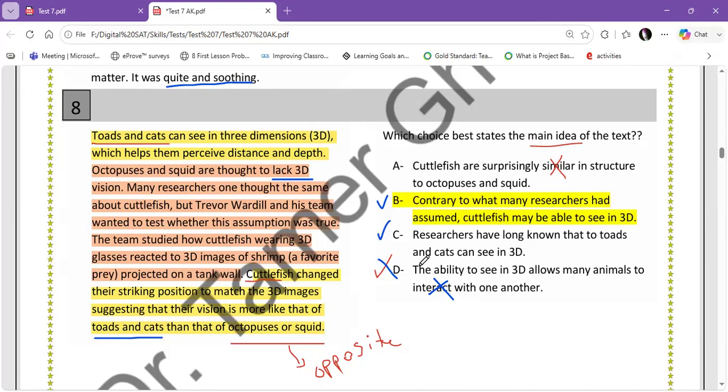This is not the main topic. The main topic here is about cuttlefish. So the answer is B. Clear, Nardine? Yes, clear. Okay.